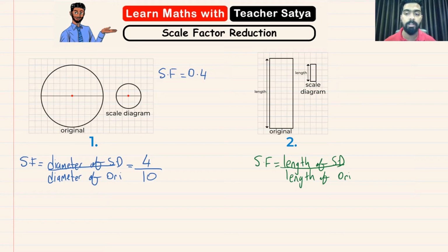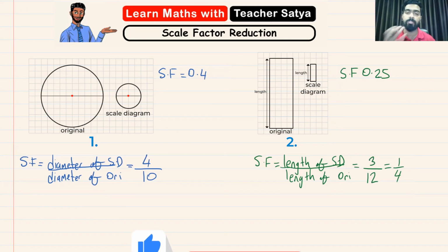Now, if you take a look at the length of the scale diagram, we see it is 3 boxes and the length of the original diagram, as you can see, is 12 boxes. And if we simplify this, we have 1/4, right, guys? So therefore, the scale factor is equal to 0.25. Again, what it means is the scale diagram has become 1/4 the size of its original diagram. And that is what we mean by scale diagrams, reduction, and how to find scale factor, guys.